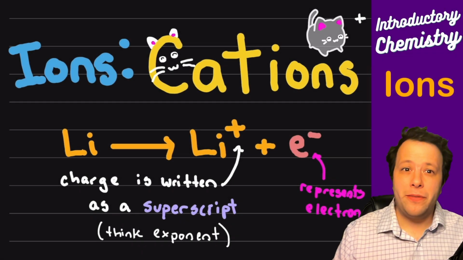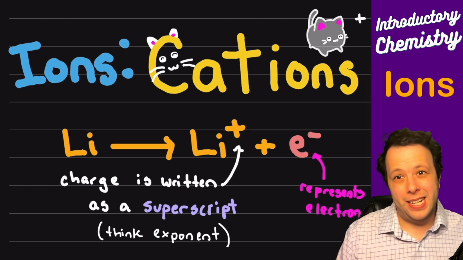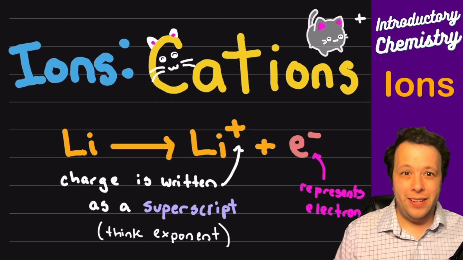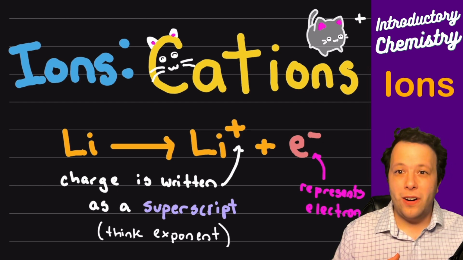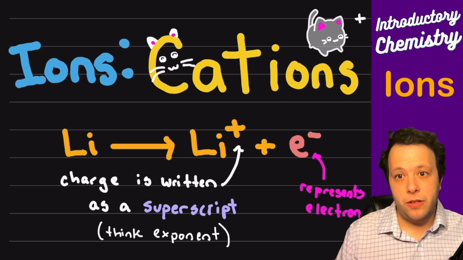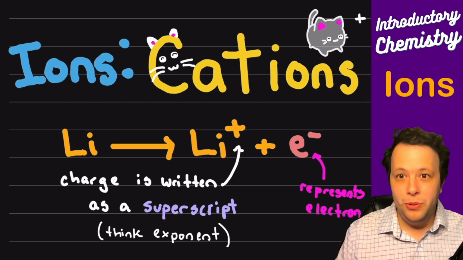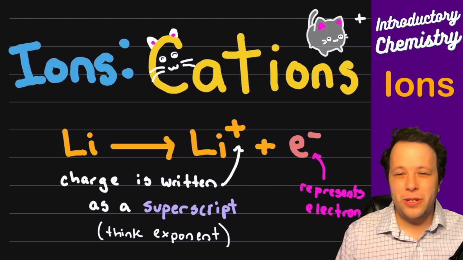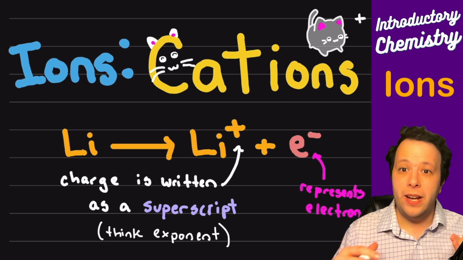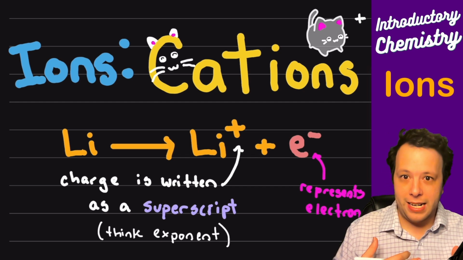Cations are going to be the first ion that we are going to examine. So what is a cation? Well, cations are positive, meaning that they have a positive charge. So certain elements or certain atoms will have a tendency to want to lose an electron in order to help it be at a lower energy state, to be more relaxed.